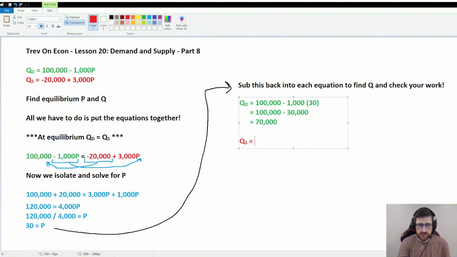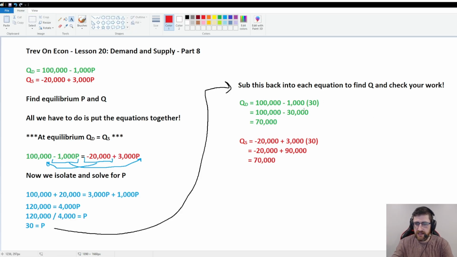So if I do QS equals negative 20,000 plus 3,000 times 30, well, again, that's going to give me negative 20,000 plus 90,000, which is going to give me, oh, look, 70,000. If these two match, A, I know I've done it right, and B, I don't have to question myself at all. All right?